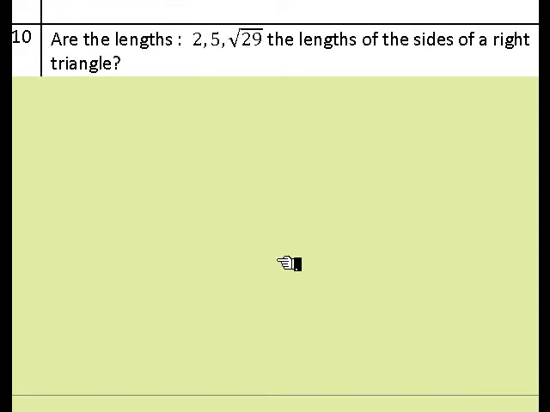In number 10, we're also going to use the Pythagorean theorem to see if the following, 2, 5, and square root of 29, are the lengths of the sides of a right triangle. Okay, so here are the various lengths, 2, 5, and the square root of 29. And we want to see if the following relationship is satisfied. Do these three sides satisfy this equation? We have to make sure that we substitute for C whichever is the longest side or the largest number.